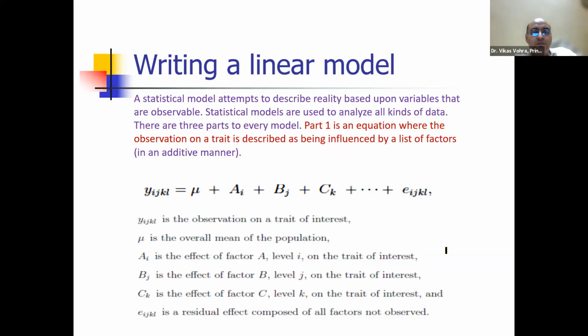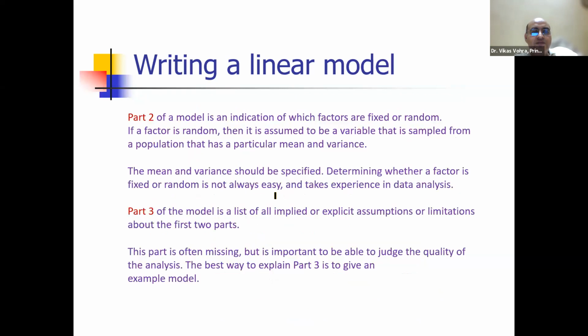So mu is the overall mean. For the Lth effect, Yijkl, what you have to do is read it as the effect of the Lth, on the kth, on the jth, on the ith individual. Of that you will have the Y value. This is nothing, just a way of notation.